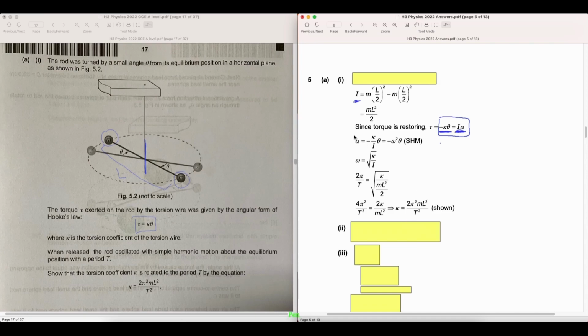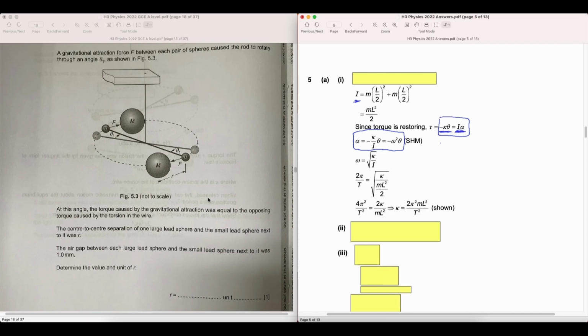It is important that we remember the form of SHM, which is always that the second derivative of a quantity is minus omega squared of that quantity. Now in part 2, we are putting a massive object near our small masses, and the gravitational attraction would cause the small mass to move towards the large object, hence resulting in an angular displacement θ1.